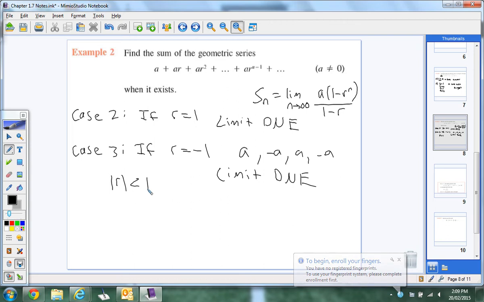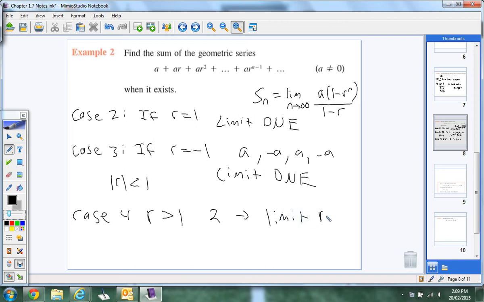And then we already talked about case 4, where I jumped the gun. Case 4 is if R is greater than 1. So like we said, 2, the limit will not exist because it takes off. I put that for infinite instead of writing infinite. It gets infinitely bigger. It just keeps getting massive. Those are kind of our different cases when we're addressing those.